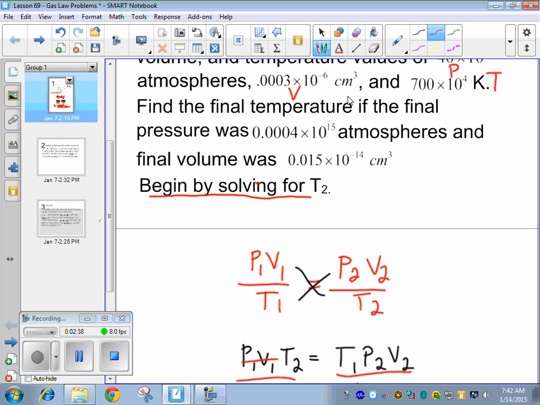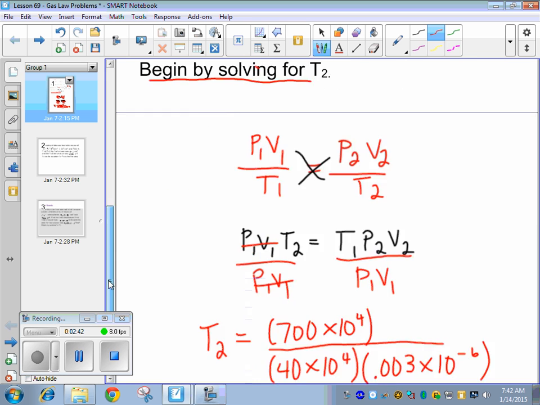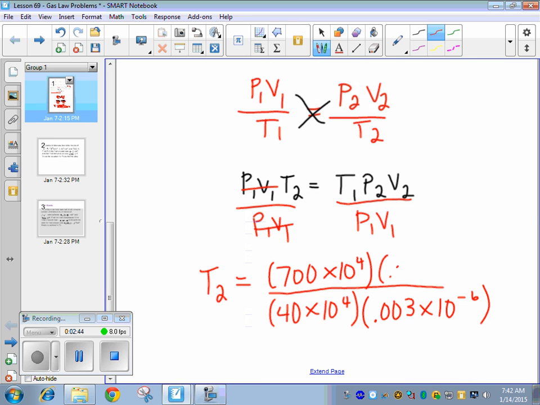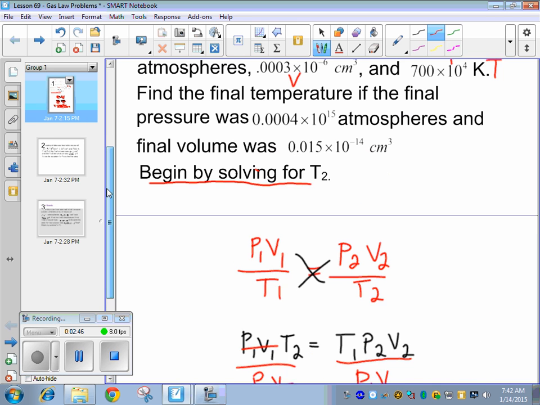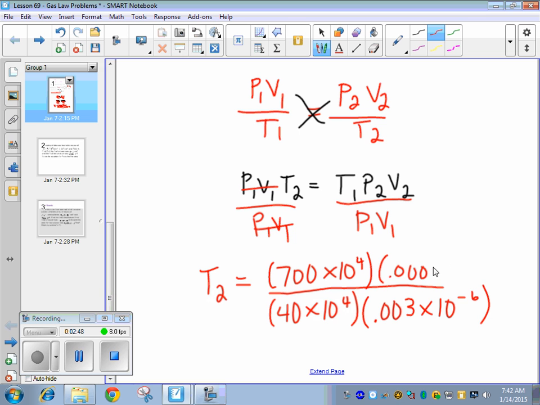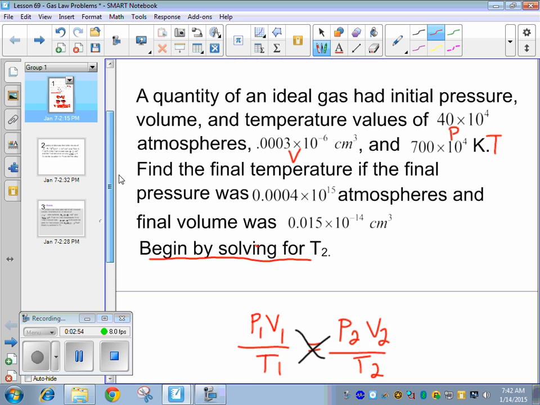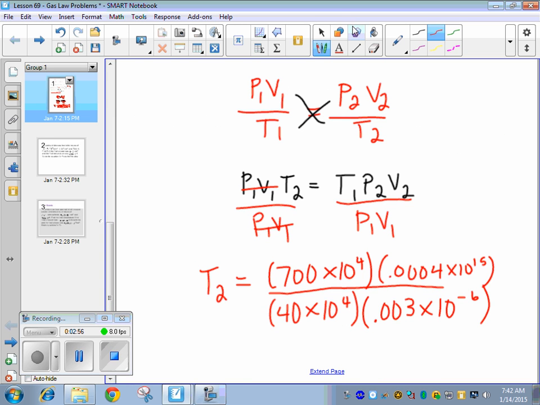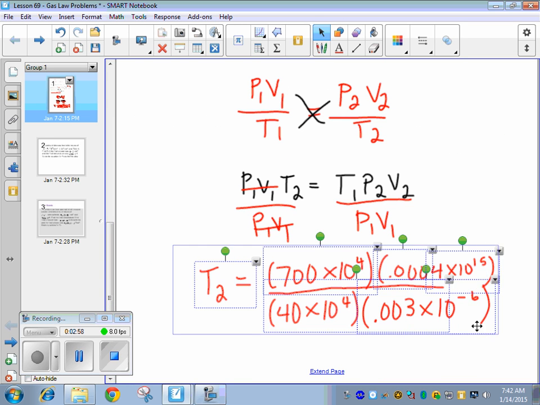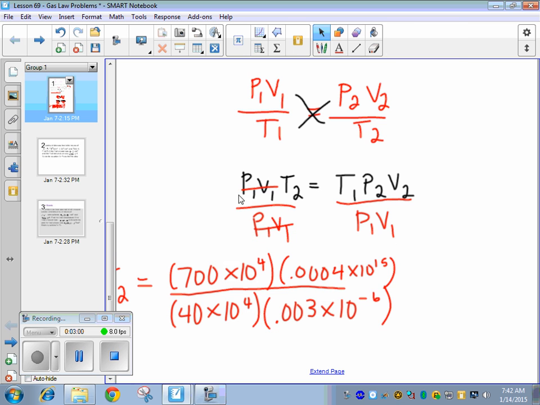Find the final temperature if the final pressure was 0.004 times 10 to the 15th. Was that a 4? Yeah. Running out of room. Okay, and the volume was 0.015 times 10 to the negative 14th. Let's scoot all this over.